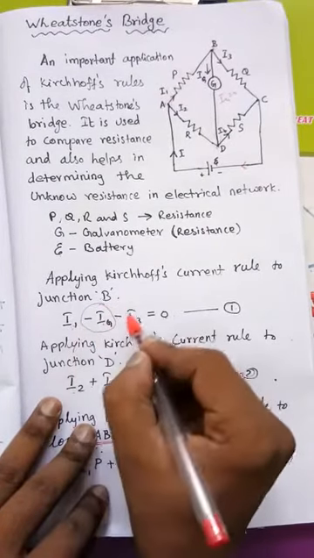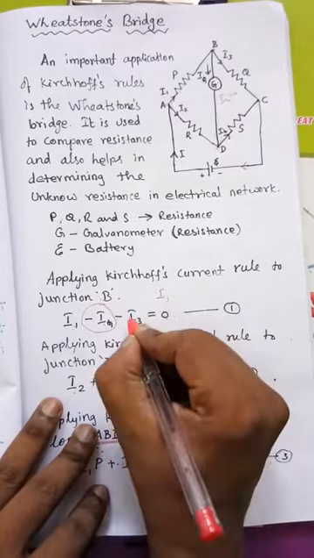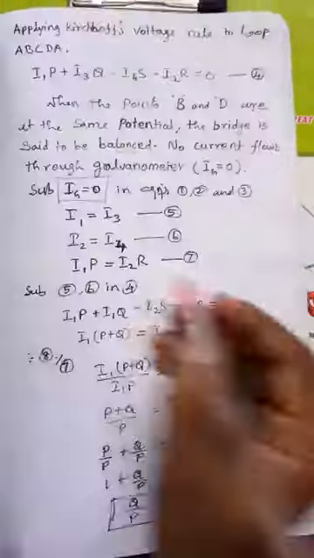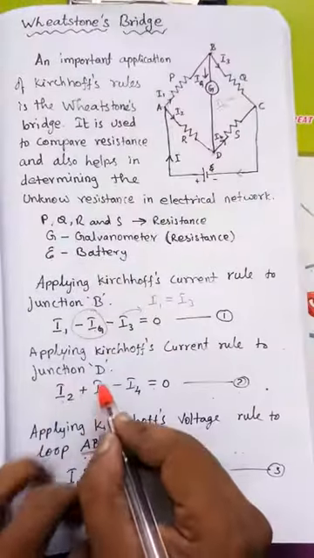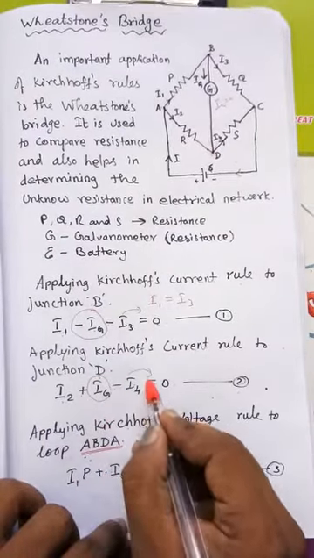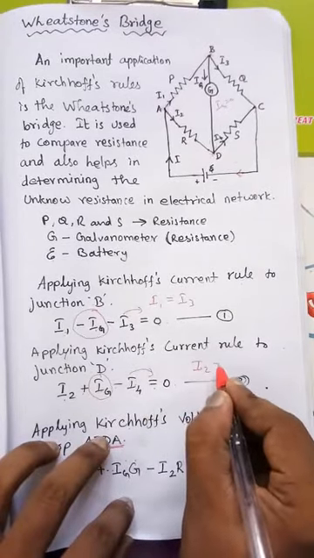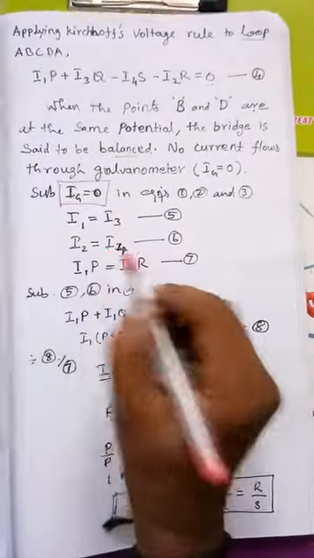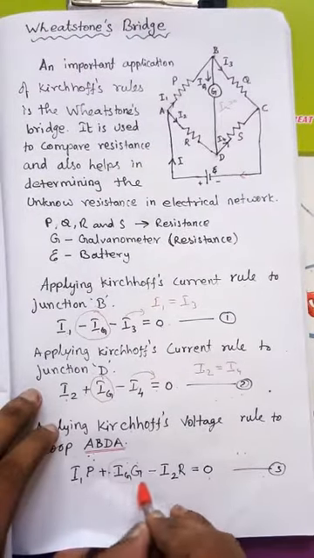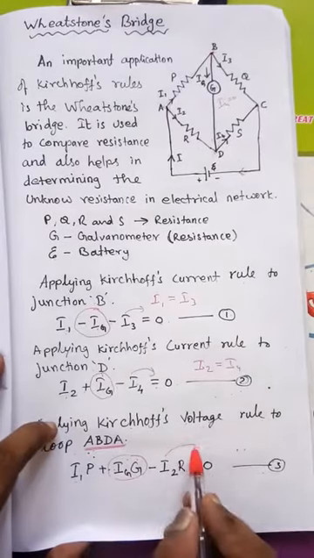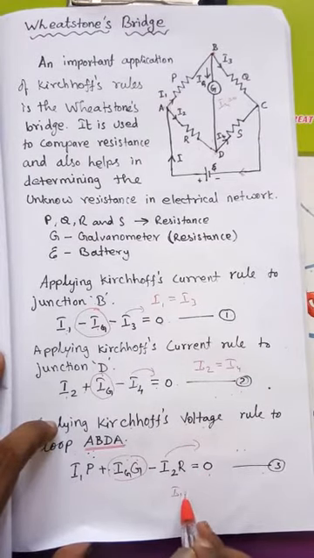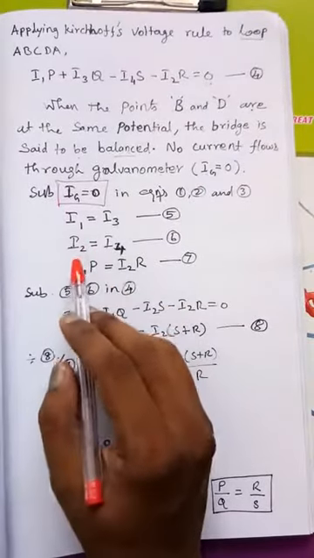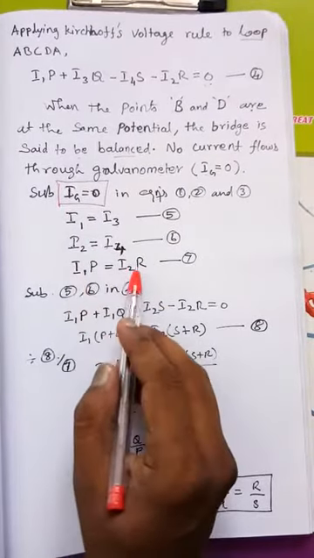So I1 minus I3, take the right hand side, is equal to I3. So I1 will become I3. Here Ig is 0, so I4 you take this side, so it will become I2 is equal to I4. And here Ig is equal to 0, this part 0. So now you take the right hand side: I1P is equal to I2R. So now you see I1 is equal to I3, I2 is equal to I4, I1P is equal to I2R.